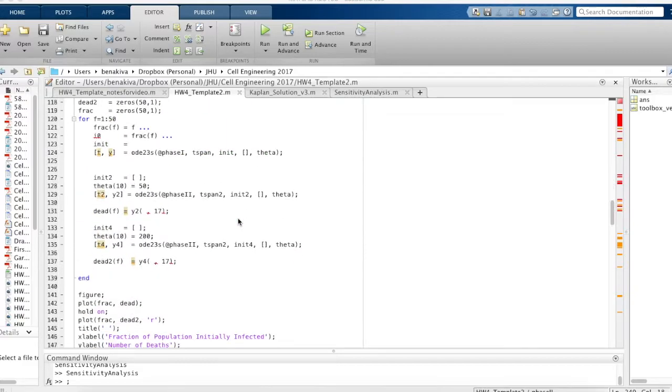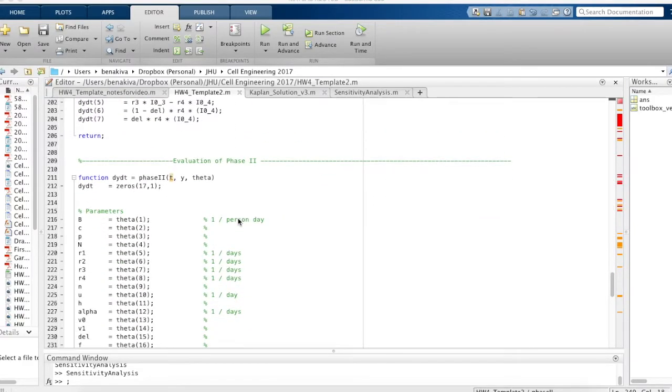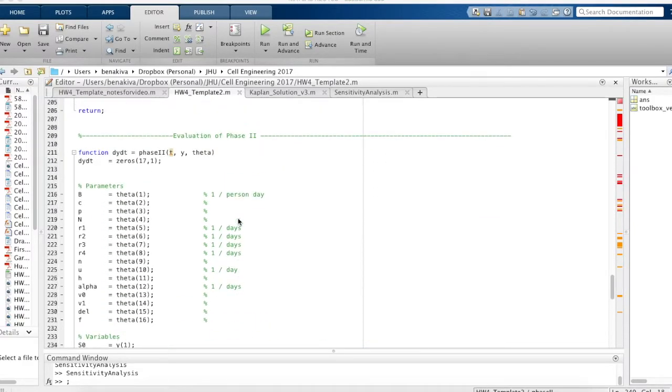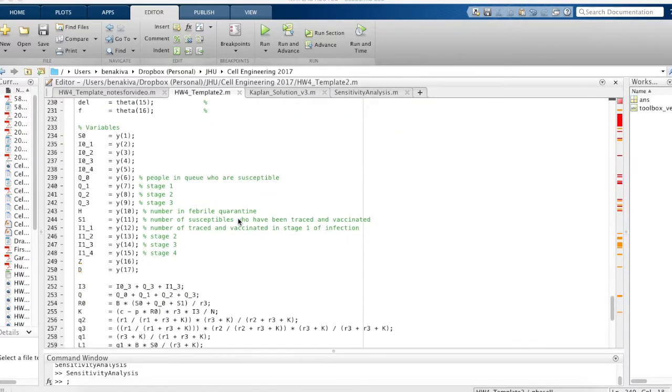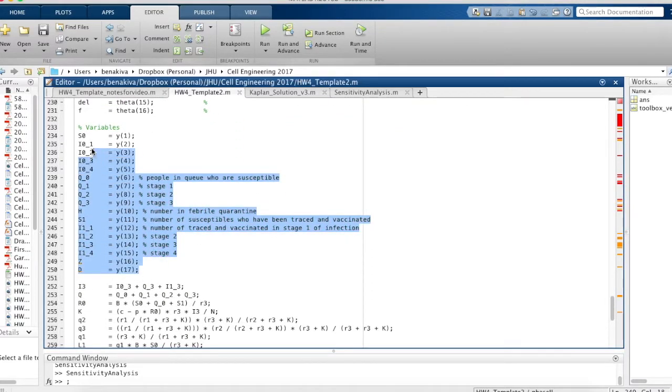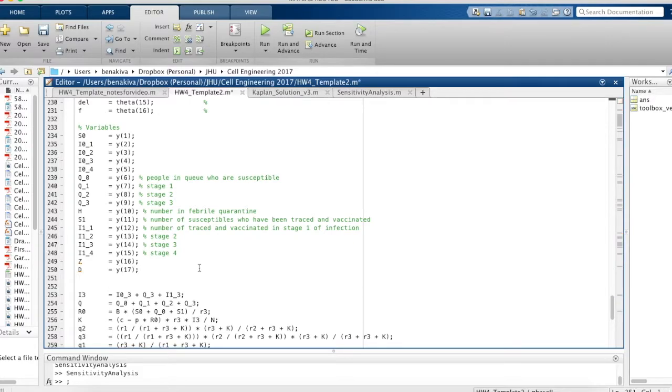So going down to the phase 2 ODEs, we now have a lot more variables. So we have 17 variables here because now people are being vaccinated, so that introduces more variables into the system. So I already talked about what S0 and I01, I02, I03, and I04 are, but there's some new ones here that we didn't have in phase 1.